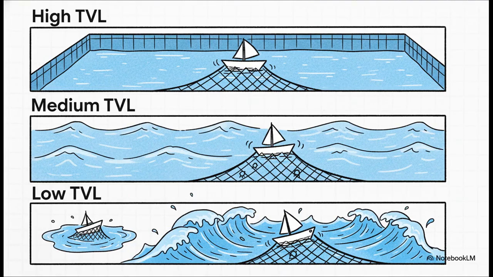So why does this even matter? Well, a high TVL isn't just for show. It's your safety net. It means the pool is deeper, more stable, and safer. It means when you make a trade, you get less slippage, which is just a fancy way of saying the price you get is the price you actually wanted. A shallow pool, on the other hand, that's where you see those wild, risky price swings.